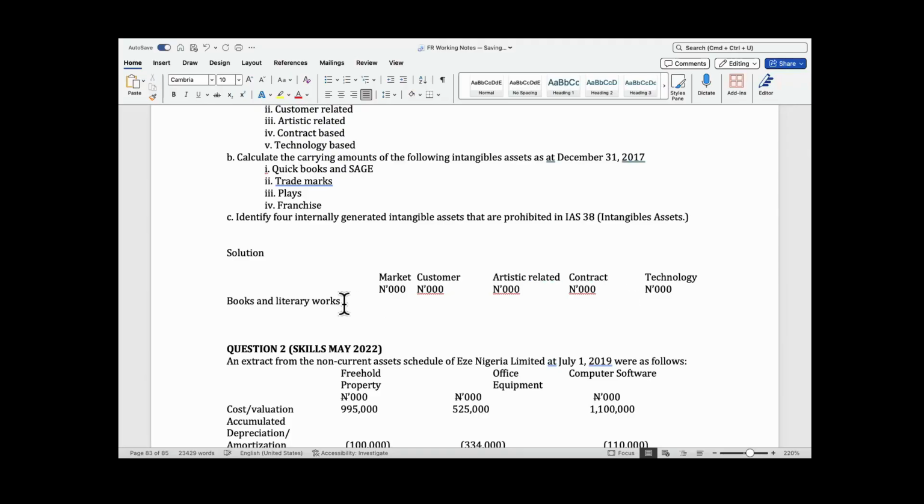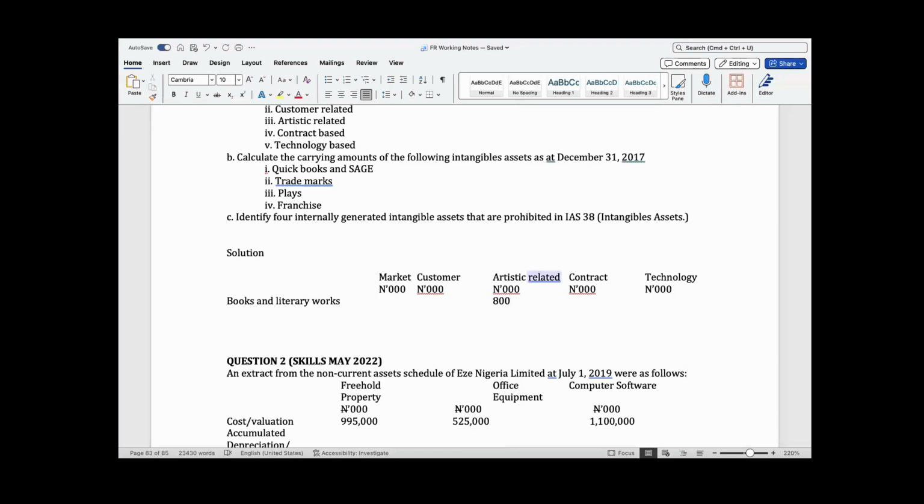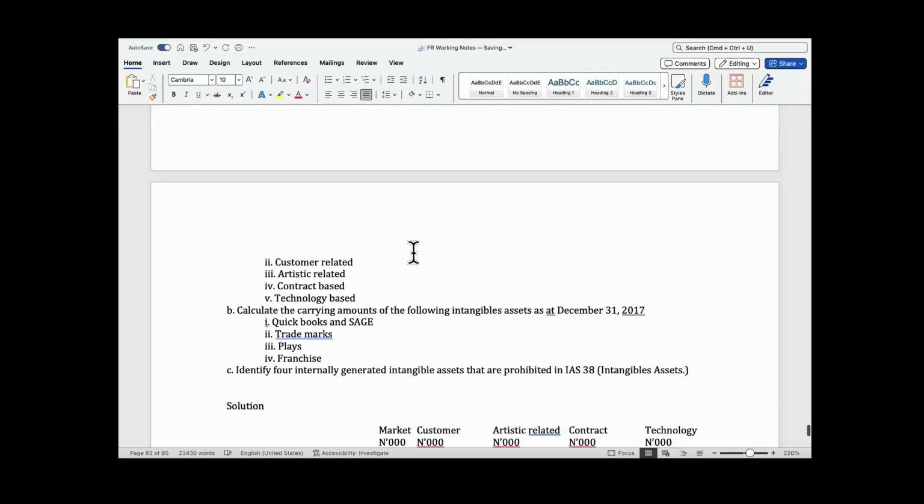Okay, thank you. So to me, books can be markets. I think you might be right, it's more of artistic. What do you think? I think artistic for the books and literary works. Yeah, it should be artistic. So it's more of artistic than markets.